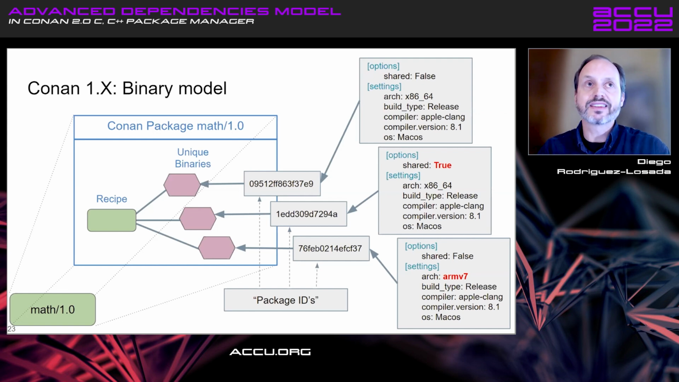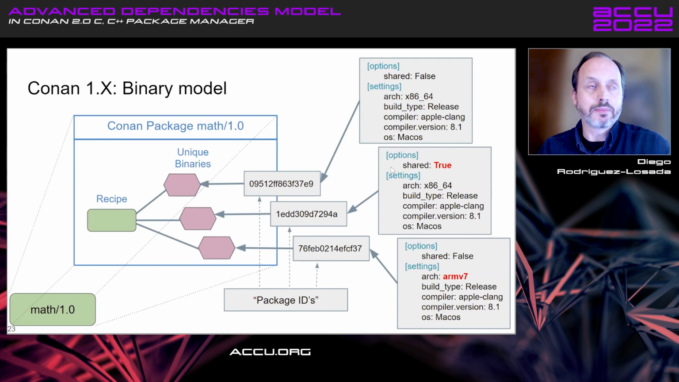If we take the settings, some things like the operating system or the architecture, the compiler version, build type, okay, and we change any of those things, we are going to get a different binary. Our assembly code will be different. For example, if we change from x86-64 architecture to ARM-v7 architecture, we are going to get a different binary. That's obvious. And also, there is another thing with what we call the options, that is something per package.